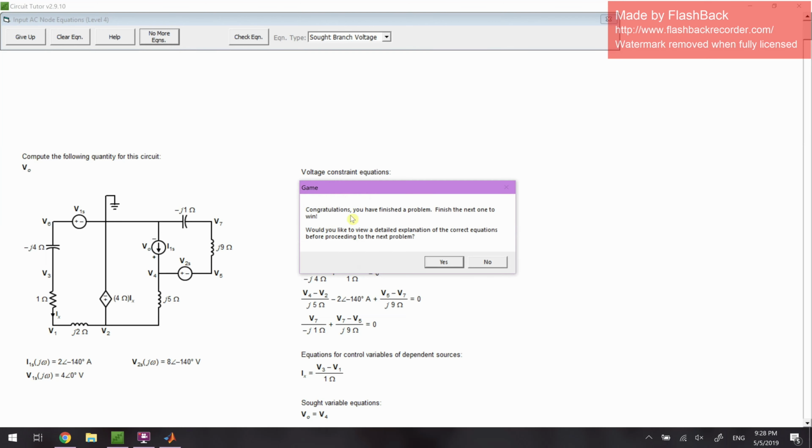So no, we don't need to see a solution. And good luck.